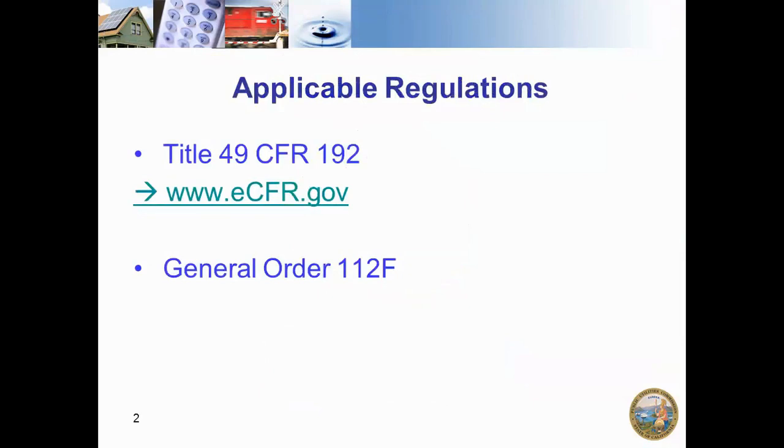So some of the applicable regulations is Part 192 that we've been talking about a lot today, and then the state code General Order 112F. You can find that online. You just Google General Order 112F. It'll be the first result that shows up as a PDF. Has the whole code in there.